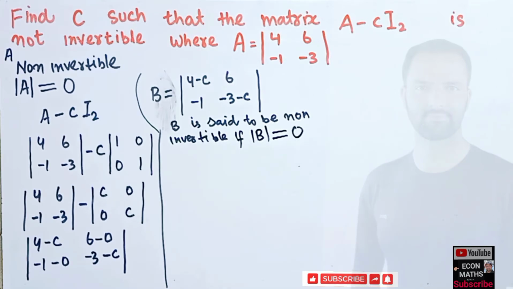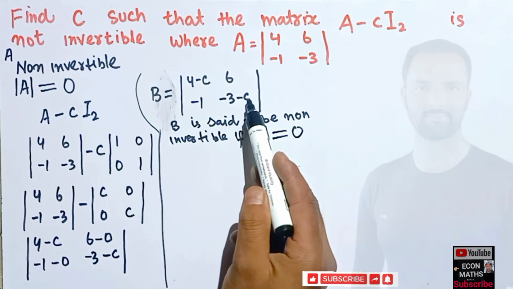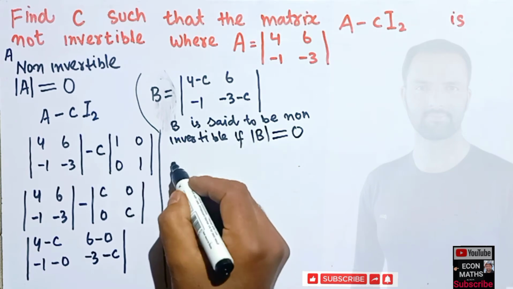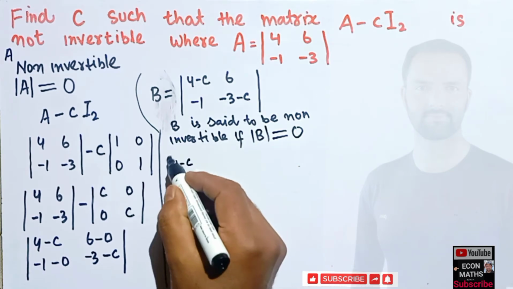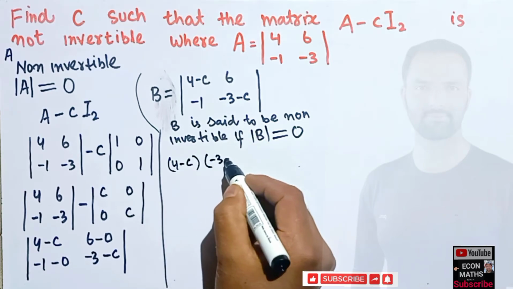That means we need to take the determinant of the given matrix, this B matrix. Now how do we find the determinant? We multiply the elements on the principal diagonal. So that is we have 4 minus C, and we multiply it by minus 3 minus C.